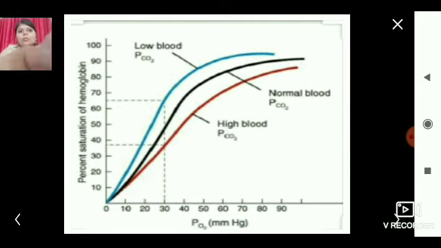So the lower pressure of carbon dioxide in the blood is shifting the graph towards the right-hand side, meaning affinity towards the saturation of the oxygen molecules.